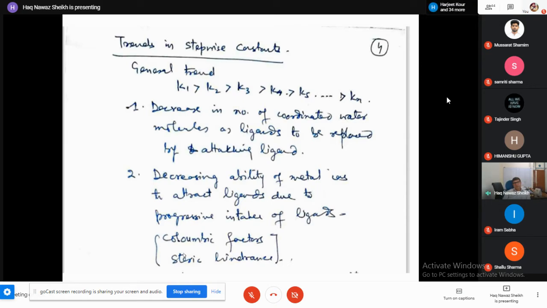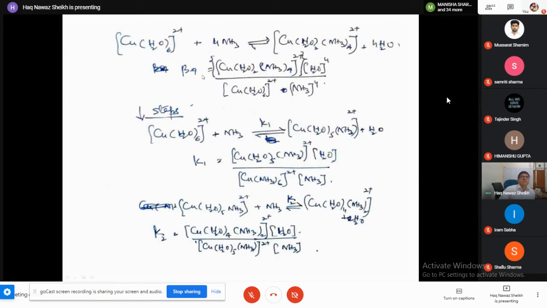Many times ligands are large enough that they generate steric hindrance hovering around the metal ion and don't allow the additional incoming ligands to replace the metal water molecules. So that's also the reason why the equilibrium constants have this diminishing effect as we go from the first step to the second step to the third step. The copper in this example again, this is first step, second step, nothing new.